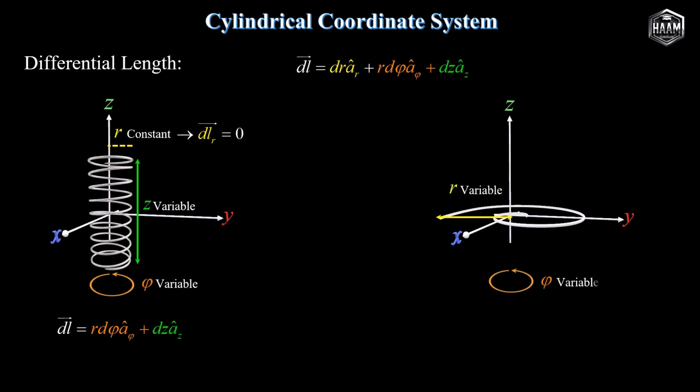Phi also varies for the points along this contour. They can have different values of phi, but all of them have the same constant z, remaining essentially within the xy plane. So dl sub z here is 0. So we can say dl in this case is the sum of dl sub r plus dl sub phi, that is dr a hat sub r plus r d phi a hat sub phi.